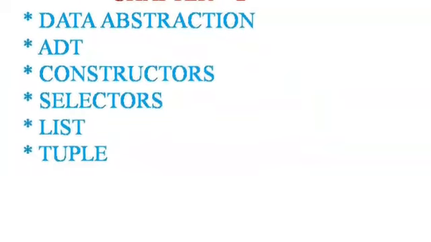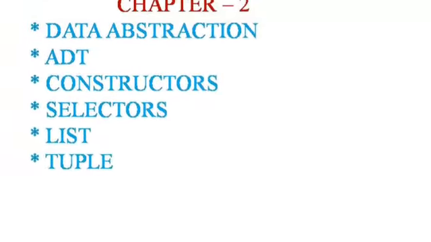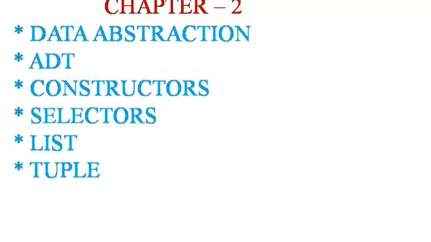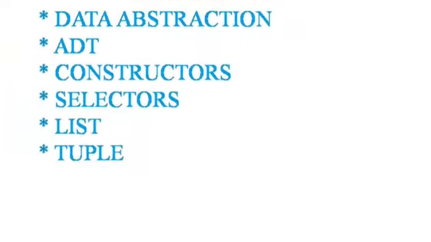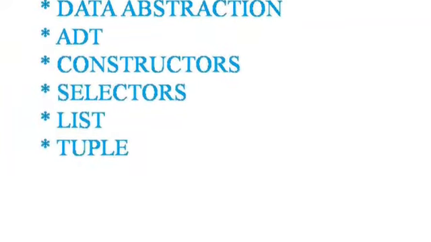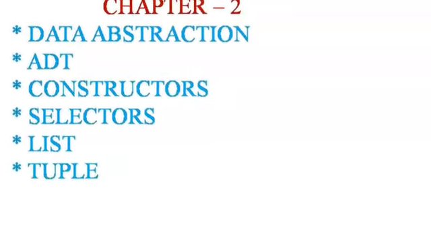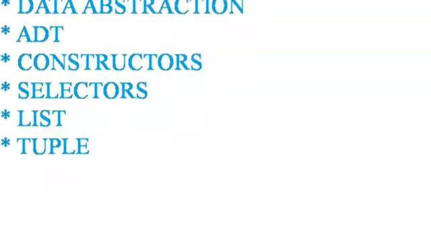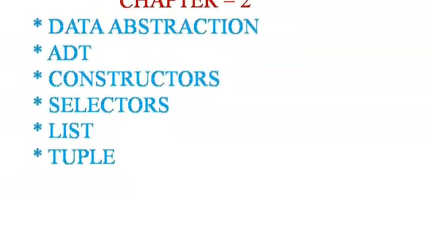Data abstraction provides only the essential details and hides the others. An abstract data type is a type or object whose behavior is defined by a set of values and a set of operations. Constructors are functions that build an abstract data type.